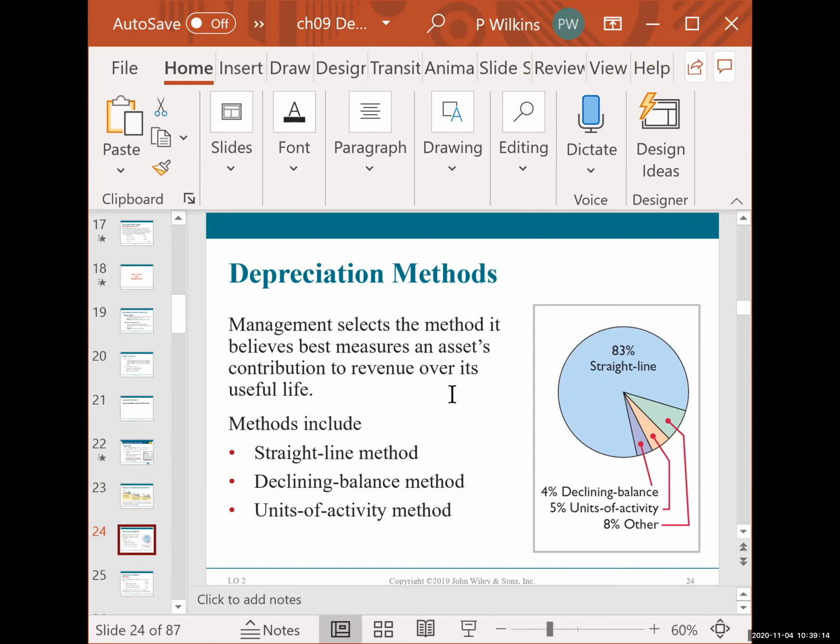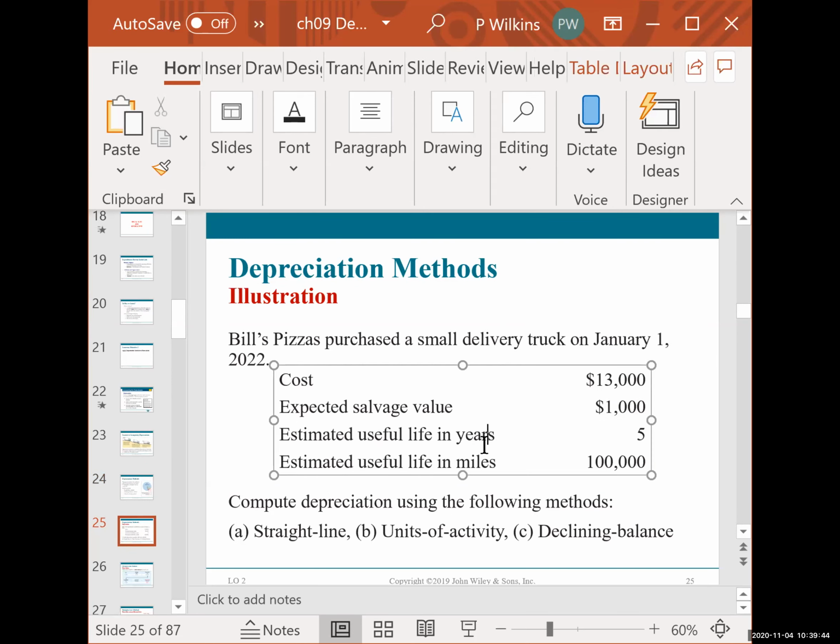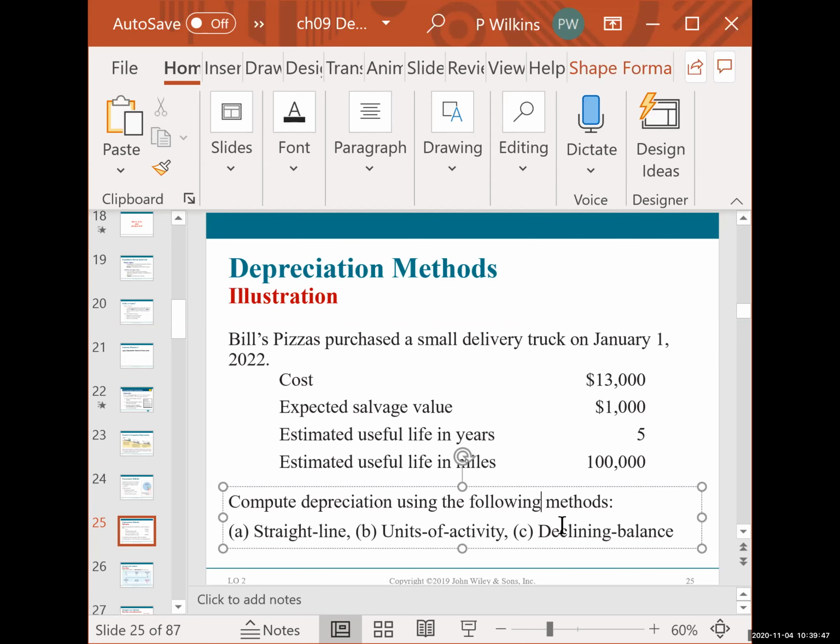So there's different types of depreciation methods, okay? Some common types are the straight line method, the declining balance method, and the units of activity method. So I'm going to show you the declining balance method and the units of activity method, but the one that we are going to be using for all of our problems is the straight line method. And it is the method that is most commonly used for calculating depreciation, all right? So we're going to use this problem to help us to illustrate for you the 3 different methods of depreciation that are used.